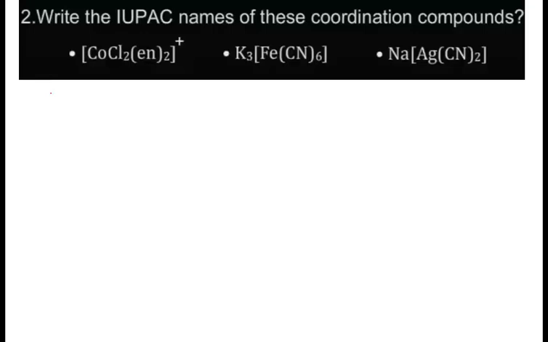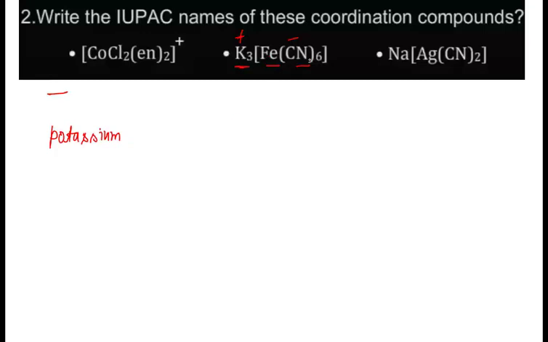Let us take an example of the next complex, that is K3[Fe(CN)6]. So this is a complete coordination compound as it contains cation as well as anion. Now in this case, the cation is simple and the anion is complex. So the name has to be written in the same manner, that is first the cation. And the cation is potassium, so we will write potassium. Then we have to leave some space before we start the complex.